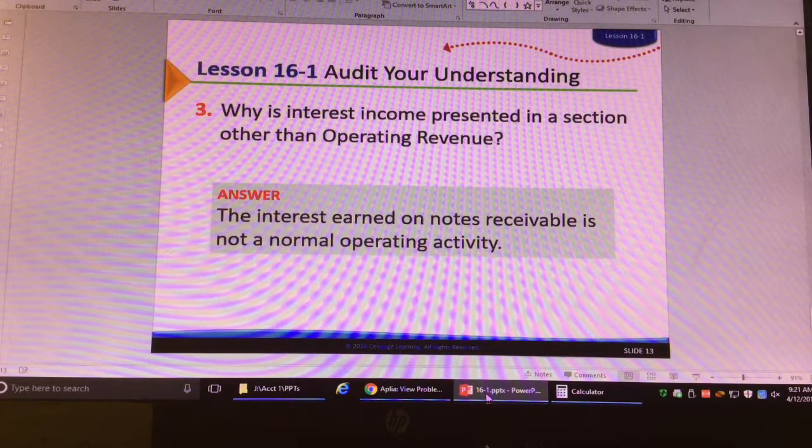Then you're going to subtract your ending merchandise inventory, and that's going to equal the total cost of merchandise sold. Why is interest income presented in a section other than operating revenue? Well, the interest earned on notes receivable is not a normal operating activity. Again, this is a courtesy that we extend to our clients when they cannot pay on time.